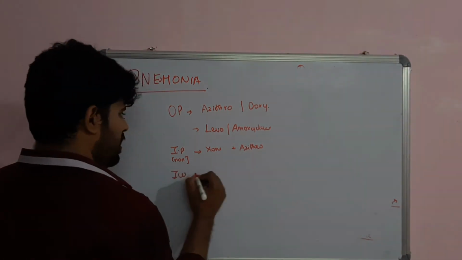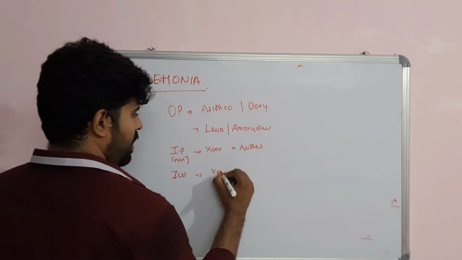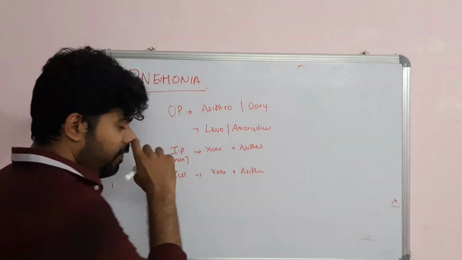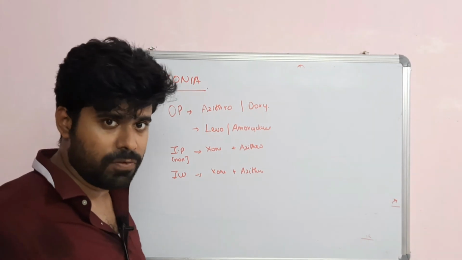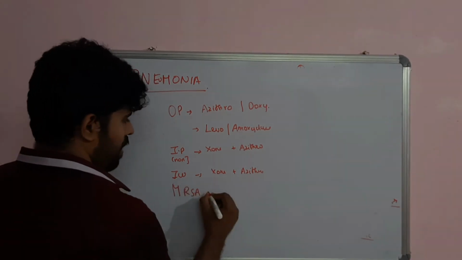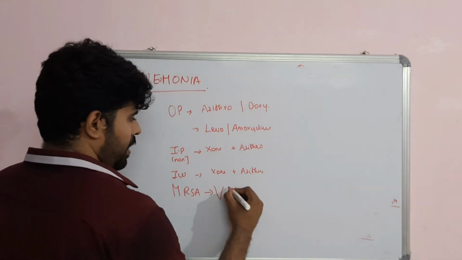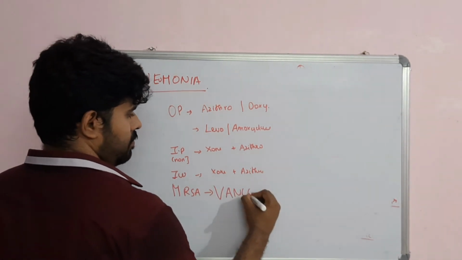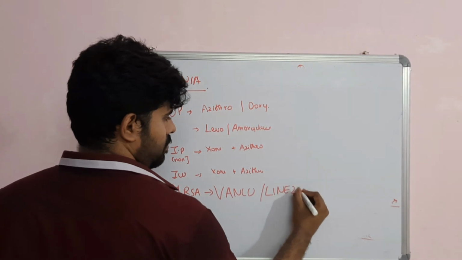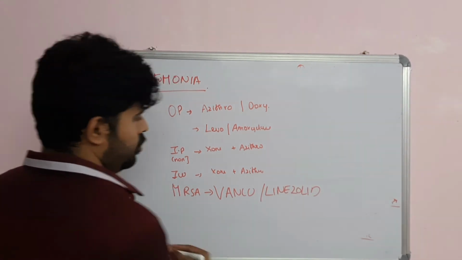For ICU admission, the same ceftriaxone plus azithro can be given. If the patient has risk factors for MRSA, then you have to go for vancomycin or linezolid. Either of the two should be used.